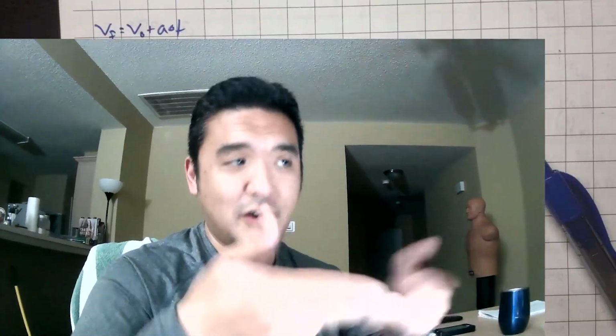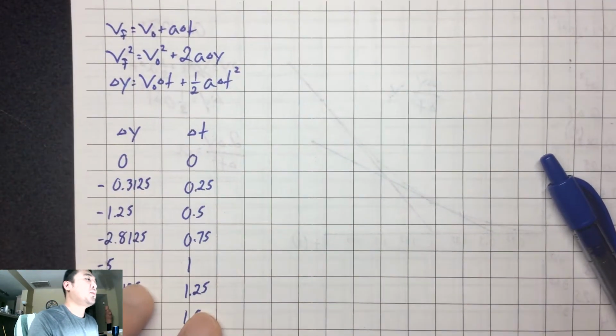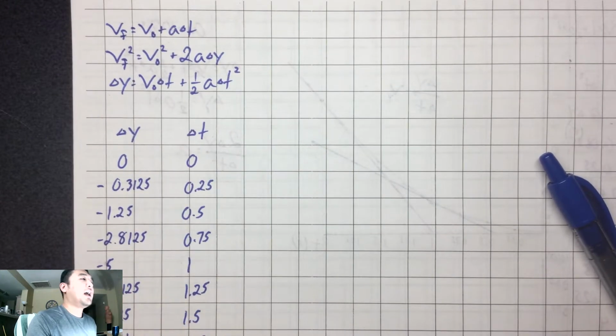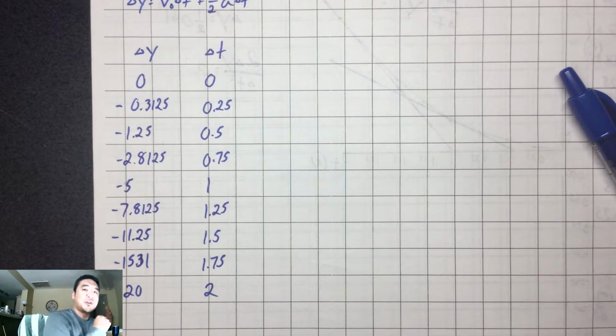And so we're going to take a look at this data here. So here you go. Down to the paper, we have our three kinematic formulas that we have derived thus far, and we have this set of data. We have a ball dropping. It is starting from rest. Still pretty simple of a problem.